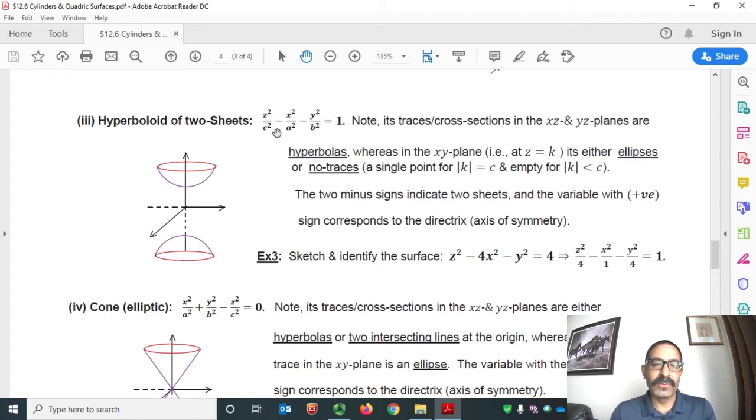So here I put them on x and y so that the z-axis will be the directrix, so it's easier for us to visualize. Great. So note its traces in the xz and yz planes are hyperbolas, whereas in the xy plane it's either an ellipse or no trace. The 2 minus signs indicate 2 sheets, and the variable with the positive sign corresponds to the directrix.